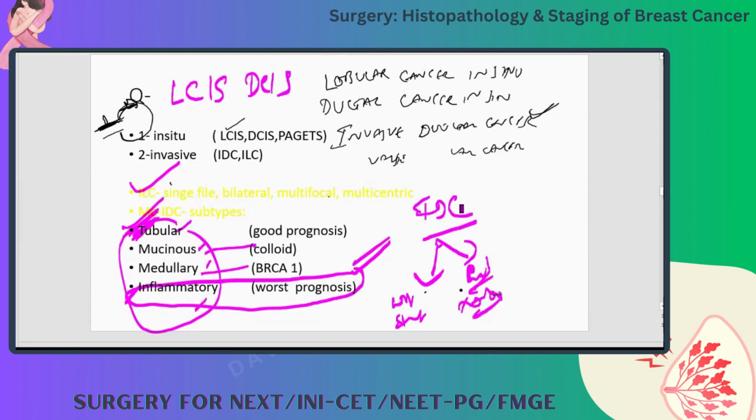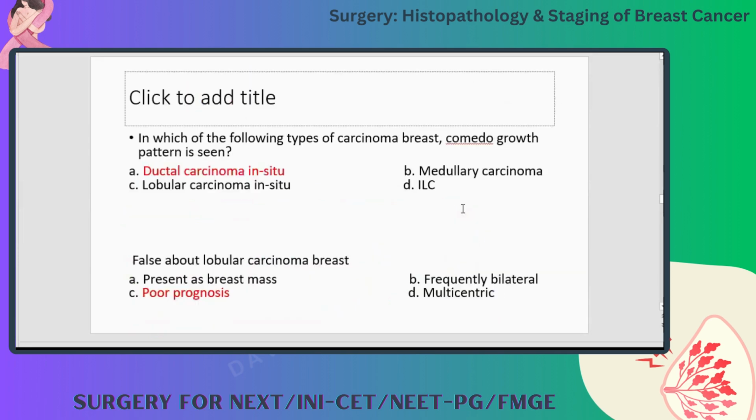Which is the most common type of RCC? Clear cell carcinoma. Okay. So see here: false about lobular carcinoma of the breast. First answer this question. The answer is already there, but it presents as a breast mass. Yes, no?